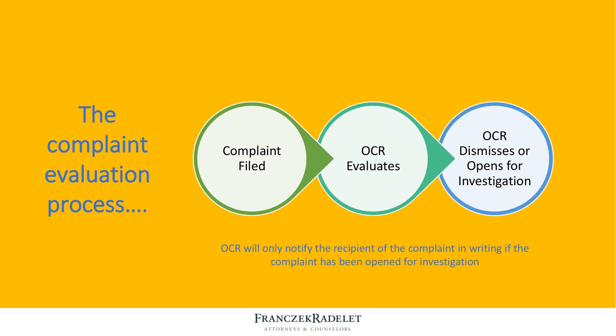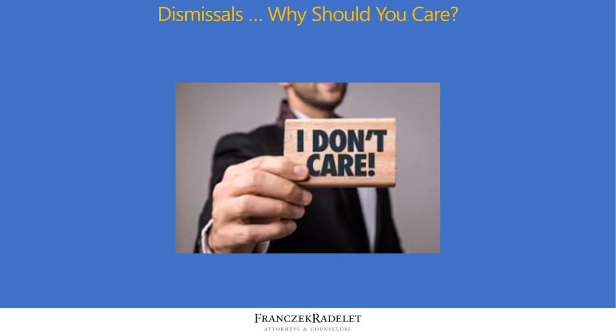If OCR opens the complaint for investigation, you do get a letter, and that's the one that says, we've received this complaint, we've decided that we need to investigate it, so please give us the following 67 bullet points of documents that is going to take you forever to respond to. So you all probably know that letter pretty well. If it opens it for investigation, then you would get that letter. If it's a dismissal, you may not receive anything at all.